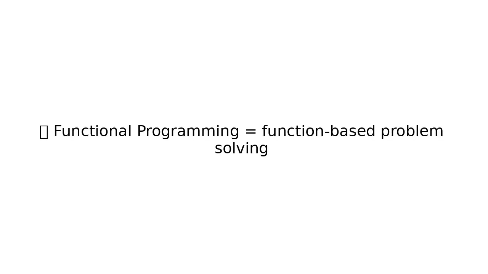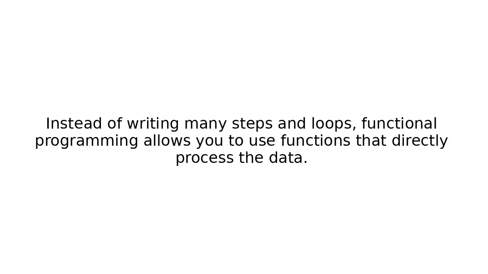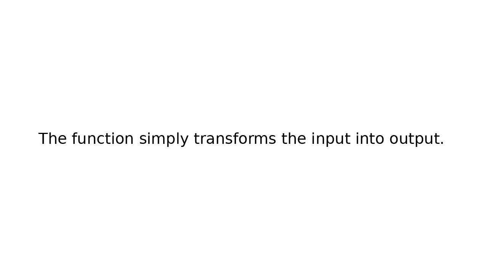Example idea. Imagine you want to add numbers in a list. Instead of writing many steps and loops, functional programming allows you to use functions that directly process the data. Example idea. Input: numbers list, meaning 1, 2, 3, 4. The function processes the list. Output: 10. The function simply transforms the input into output.